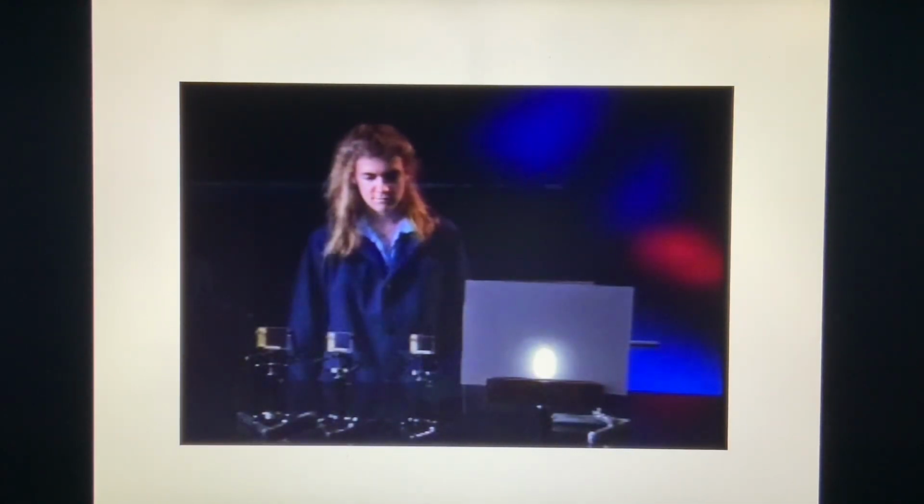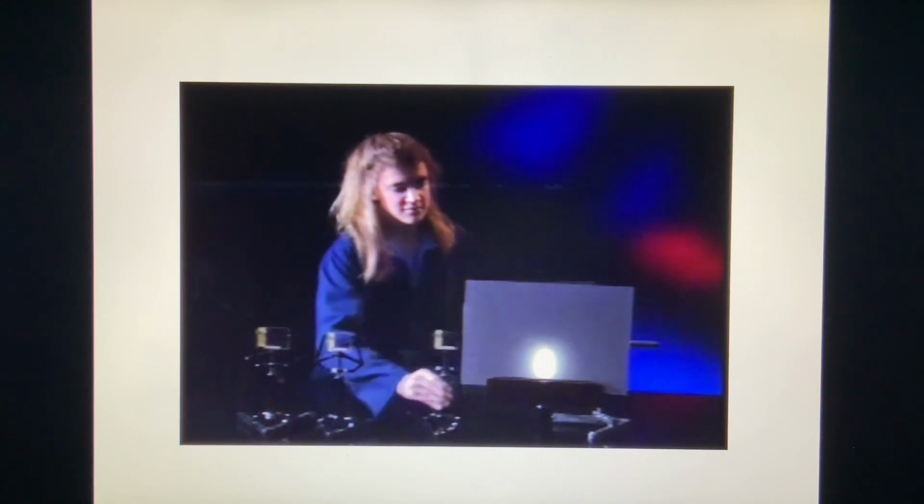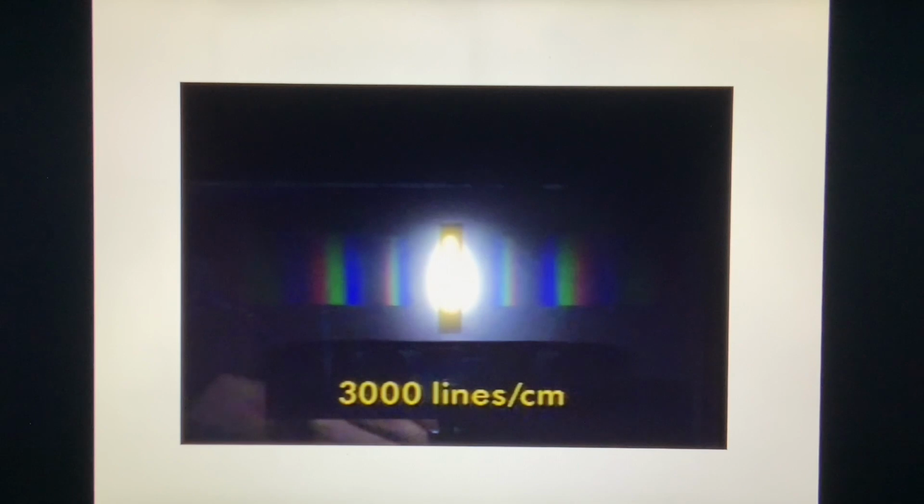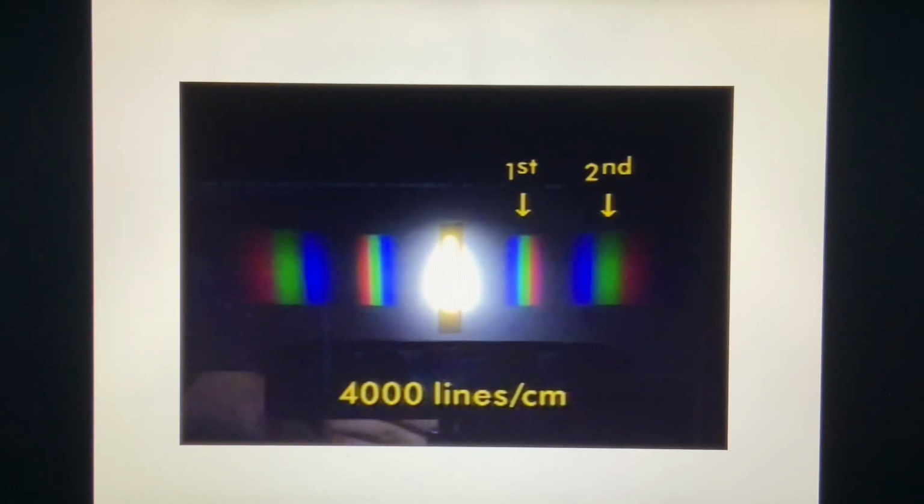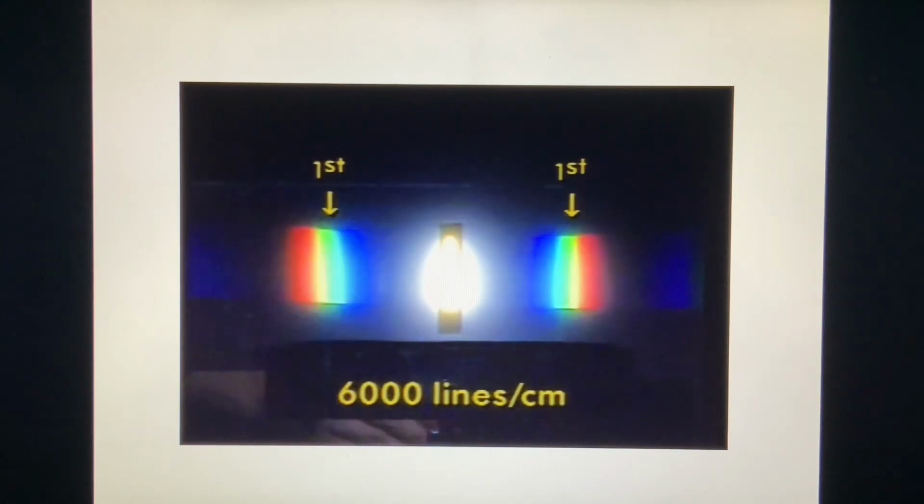We'll shine white light through these 3 diffraction gratings, each with a different spacing of ridges on its surface, onto a screen. This is the pattern from a grating with 3,000 lines per centimeter. Notice the first and second order spectra. Here is the pattern from a grating with 4,000 lines per centimeter. The spectra have moved farther out to the sides. Here is the pattern from a grating with 6,000 lines per centimeter. Now the spectra have spread out so far that only the first order spectra is visible. The colors are now much more intense than before.